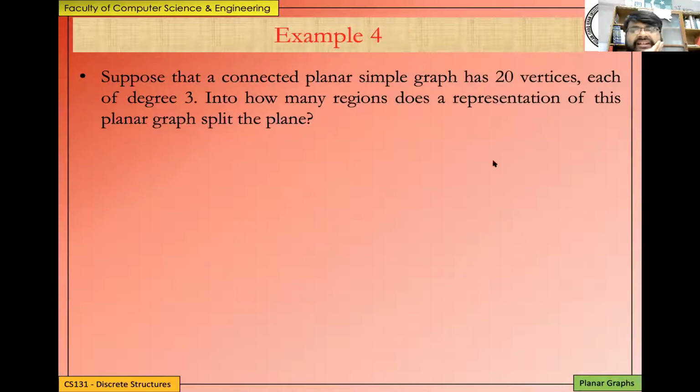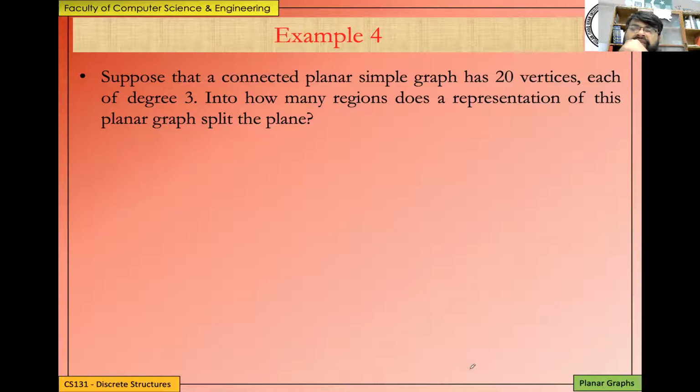So suppose that a connected planar graph has 20 vertices, each of degree 3. Into how many regions does a representation of this planar graph split the plane? So if you have a planar graph with 20 vertices, each of degree 3, the number of edges is going to be 60, right? So 60 minus 20 plus 2 is the answer, as the number of regions it can be split into if it's a planar representation.